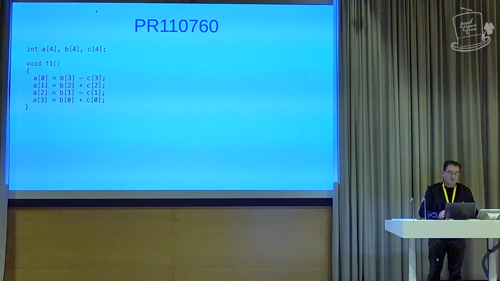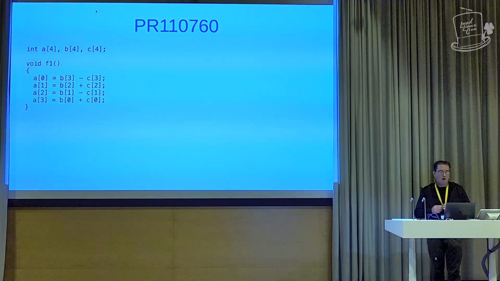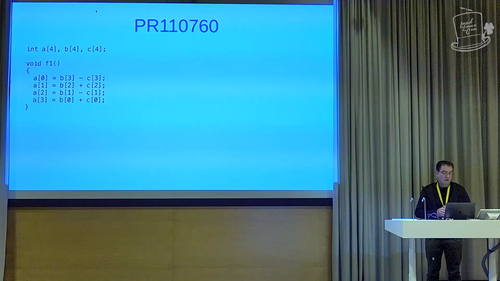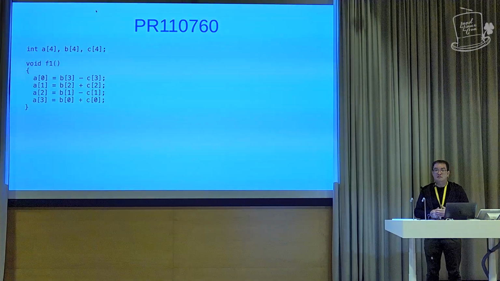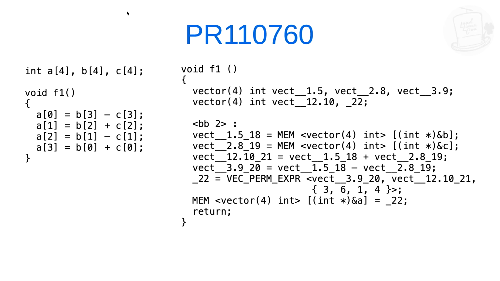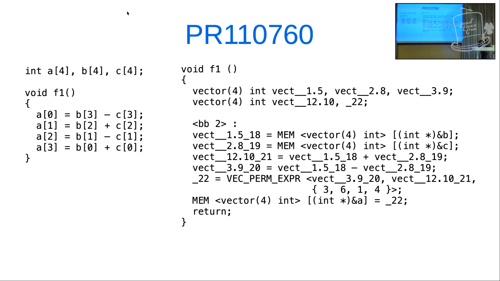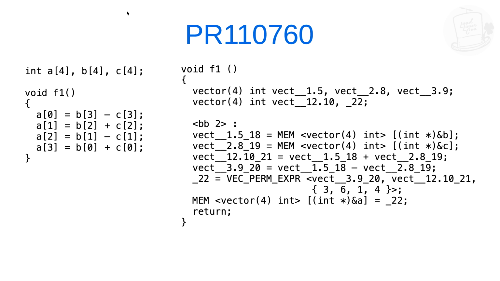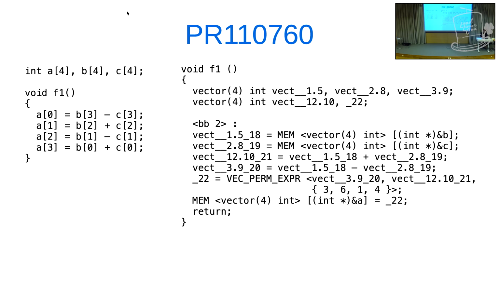But take an example of one of these really low priority bugs. In this case, we have 2 arrays that we add and subtract a couple of elements. The vectorizer has decided to load both arrays B and C as vector operations, add and subtract the vectors, and then extract the elements from it and write it back.